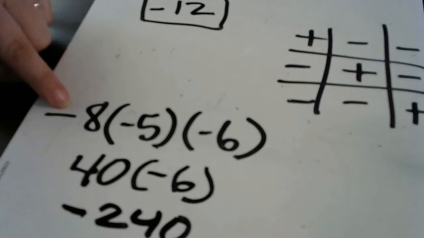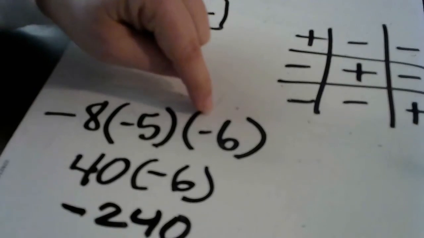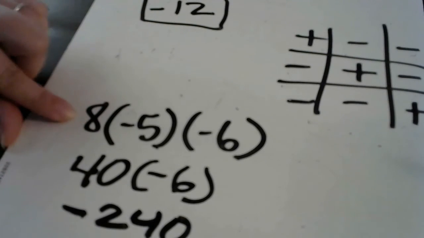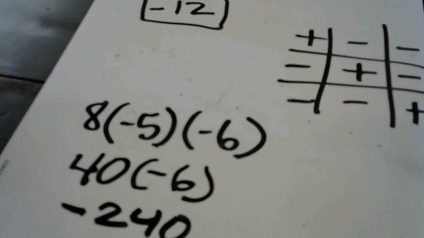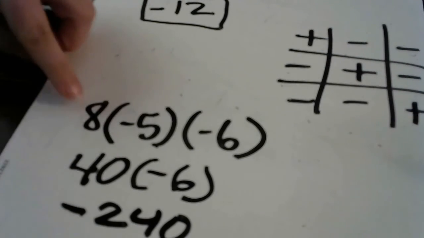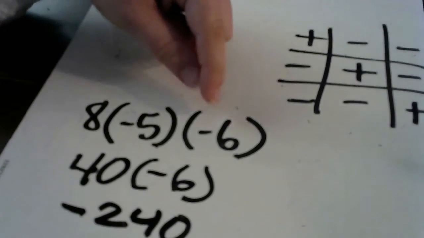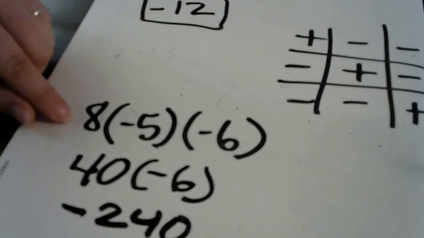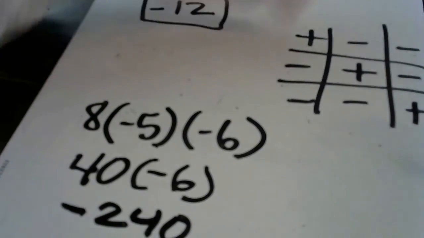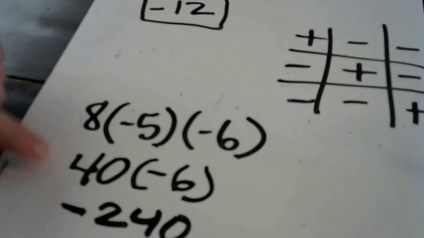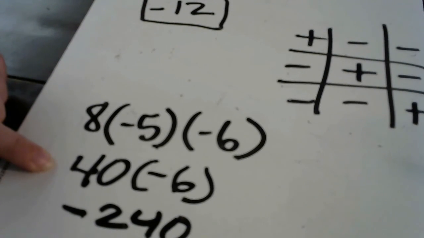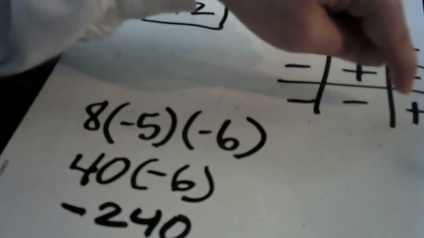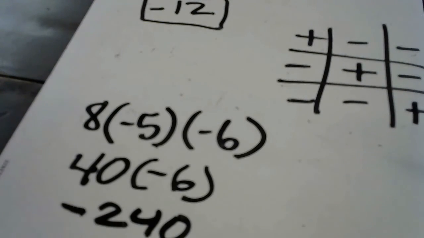I already knew that because I noticed that I have 3 negative signs, and if I have an odd number of negative signs, my answer is going to be negative. If I had an even number, let's say this 8 was negative, you could do 8 times -5, or -5 times -6, whatever you wanted to do. If we did +8 times -5, that is negative 40. Then you're still multiplying negative 40 by negative 6, and negative 40 times negative 6 would be a positive. So whatever way you want to do it.